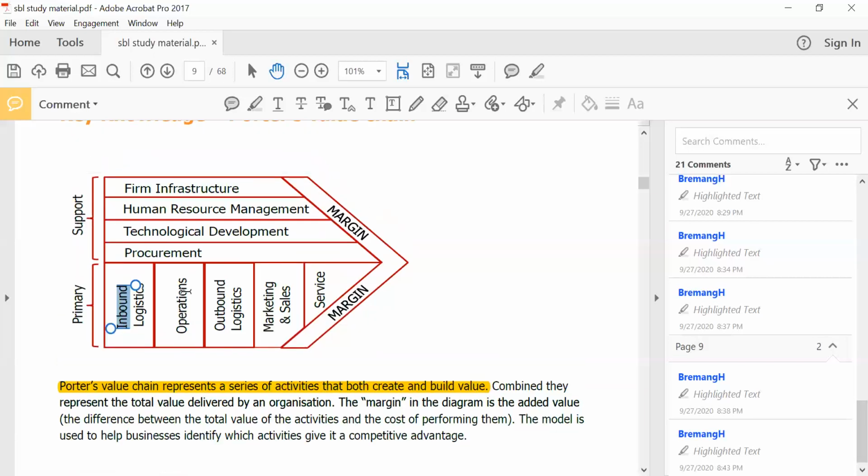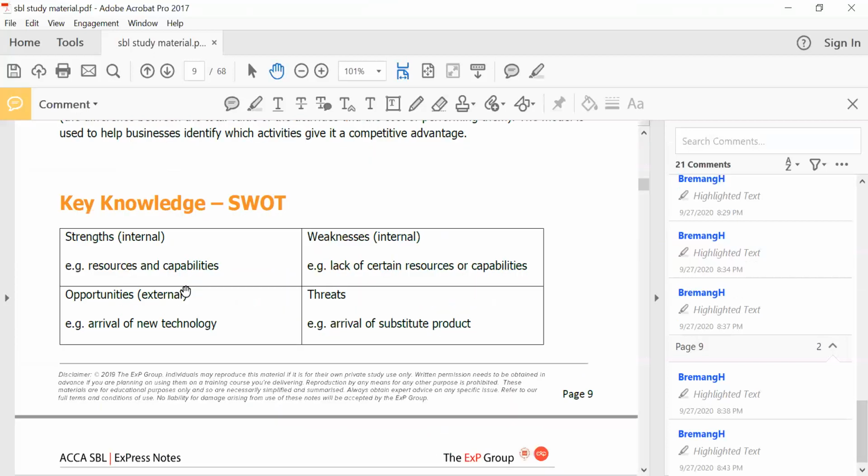So the value chain is just looking at how can a business create value? How can we create value? In your quest to create value, you tend to obtain competitive advantage.